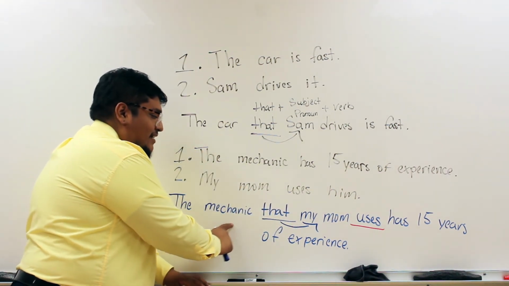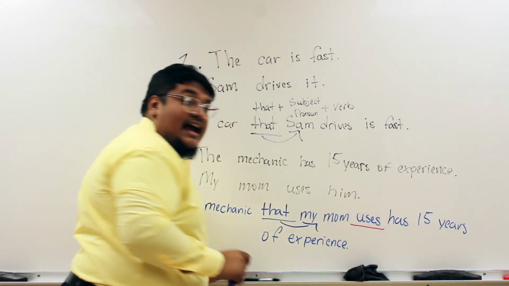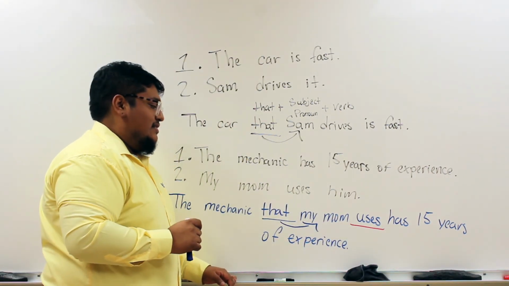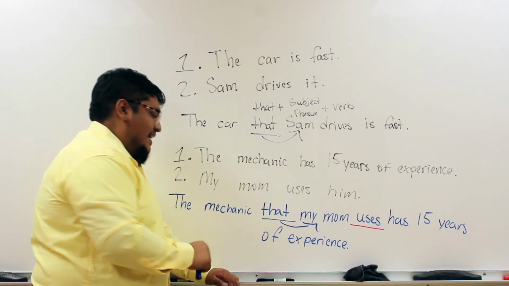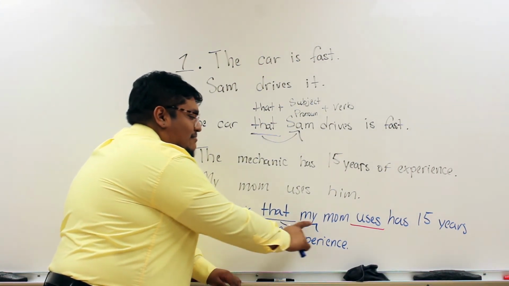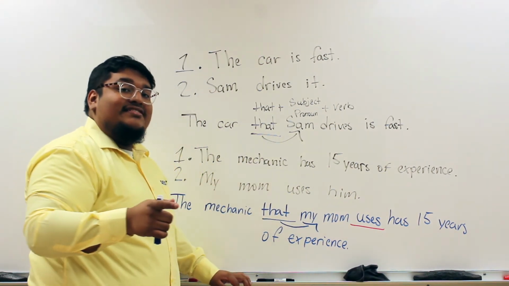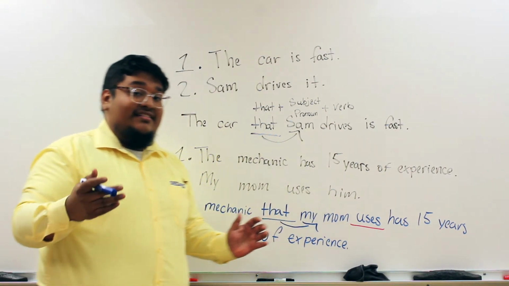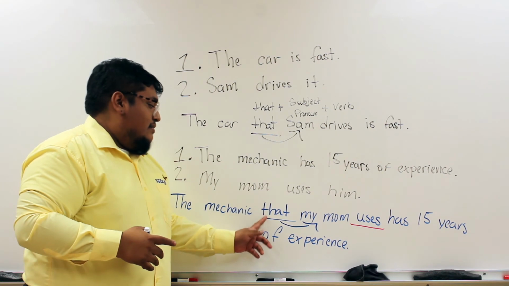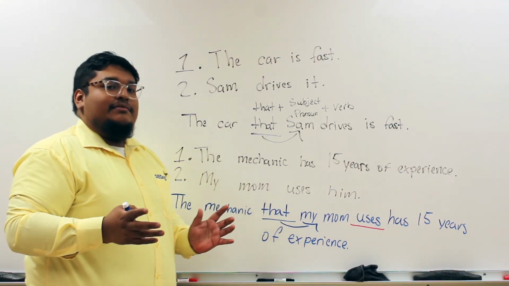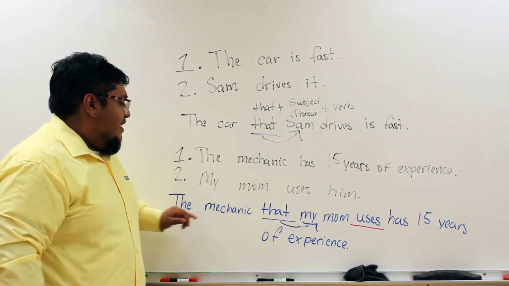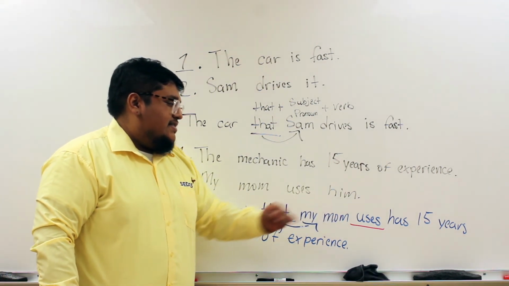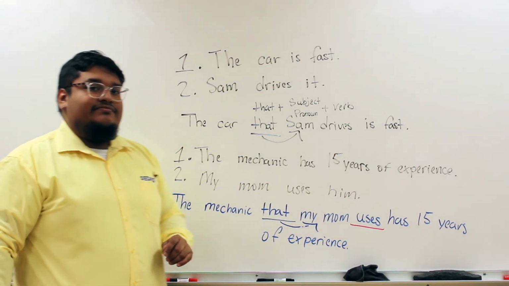Let's look at our new sentence. The mechanic that my mom uses has 15 years of experience. Now, let's omit the word that. Let's not say the word that. The mechanic my mom uses has 15 years of experience. See? They both sound correct. Because the word that is not necessary anymore. Because now we have a new noun. Okay? The mechanic my mom uses has 15 years of experience.